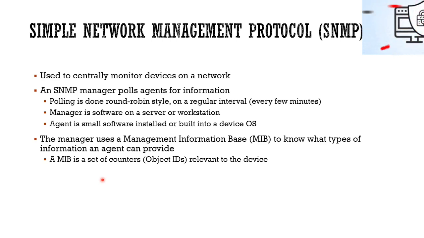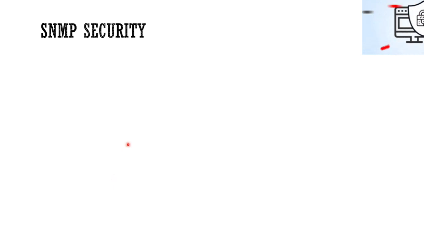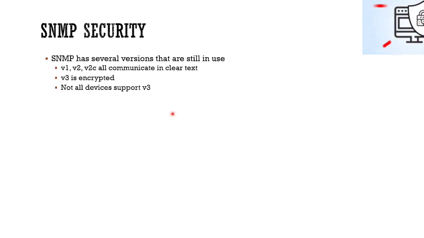So what's the security for SNMP? Well, first of all, in the early days, the first 3 versions of SNMP, it was all clear text. If we could sniff it, we could find out all sorts of things we're not supposed to know. Version 1, 2, and 2C were all clear text. Now, there is a version 3 that is encrypted, but not all devices support it. In fact, Microsoft does not support version 3.